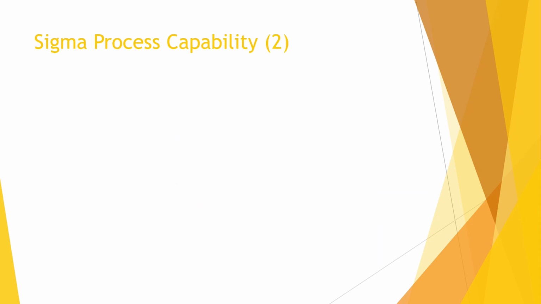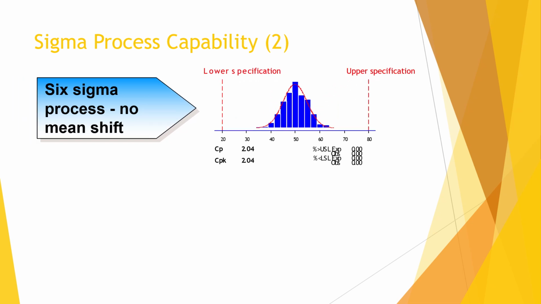Sigma process capability. 6 sigma process, no mean shift. This is looking really, really nice. This is where you want to be as a practitioner. And I love these numbers. As a practitioner, if you can get all your data points here, and you're like 1 standard deviation, 2 standard deviations away from the lower specification limit, and you're 1 standard deviation, 2 standard deviations away from the upper specification limit, y'all see this person is straight dab in the middle of the highway lane.